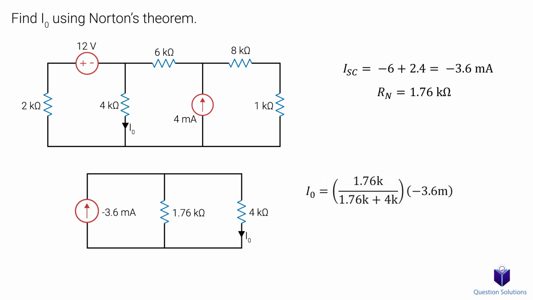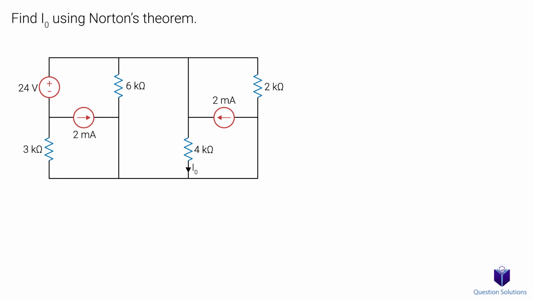Let's use current division to figure out I0. If you decided to face your current source facing down with a positive value, just be careful when using current division since the current division equations are set up with the current source to be upwards. So be mindful of your positive and negative signs. We get negative 1.1 milliamps, and that's our answer.